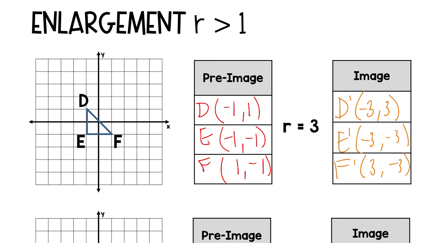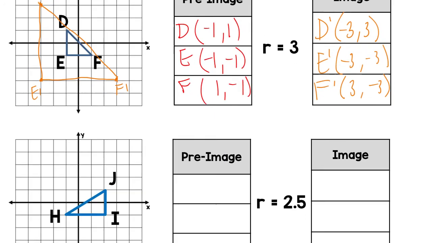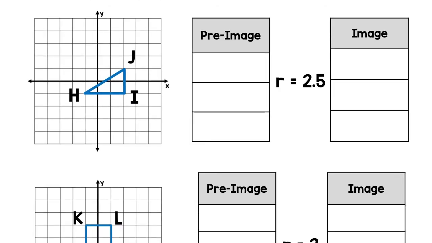Let's graph what we have. -3, +3 for D prime. -3, -3 for E prime. And +3, -3 for F prime. We connect these points and make a new triangle that's bigger than the original. Next one. I think you could probably try this on your own if you wanted. I understand if you want to wait.